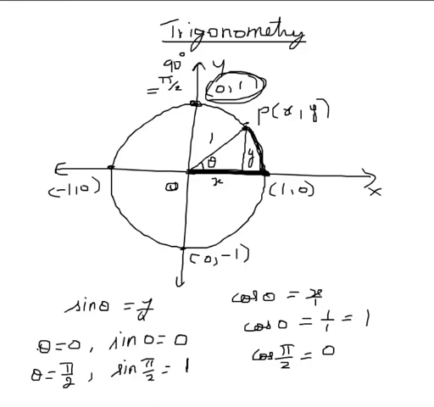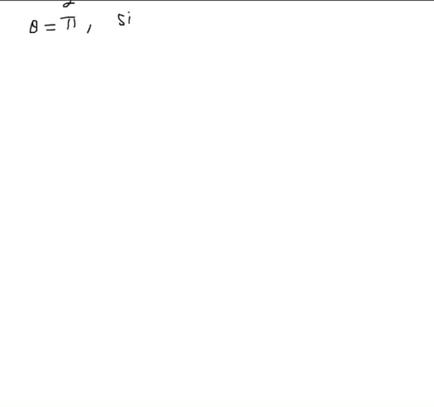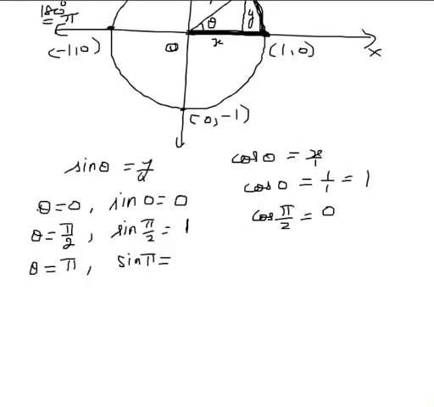Then 180 degrees. 180 degrees is on the negative side of the x-axis, or I can say pi radians. If theta is equal to pi, sine pi is y by 1. The y coordinate for this point is 0, so 0 by 1. And cos pi is the x coordinate, which is minus 1 by 1, minus 1.